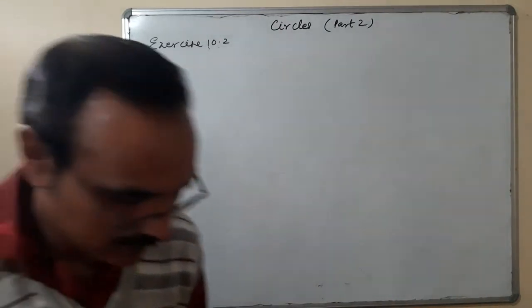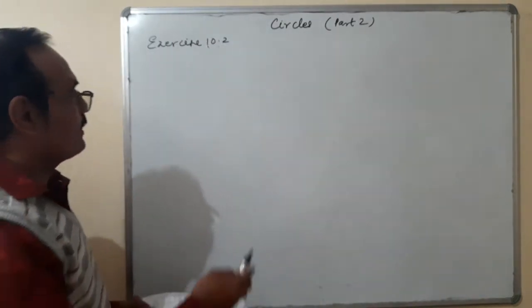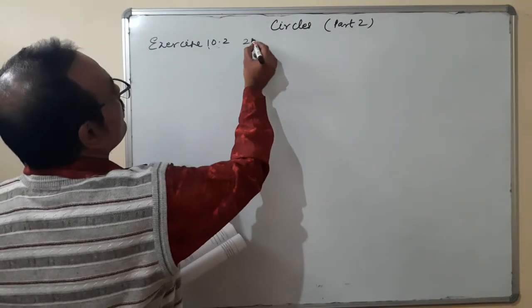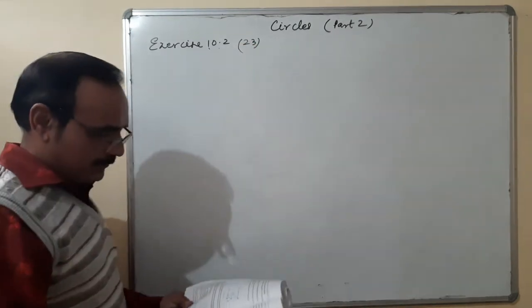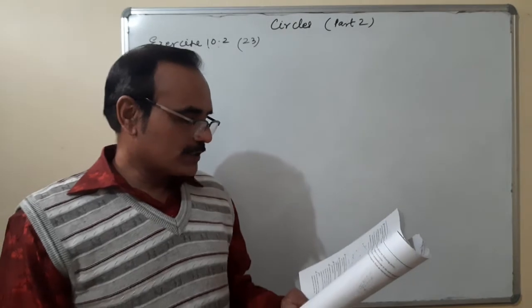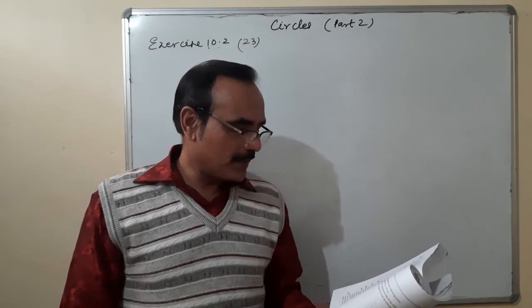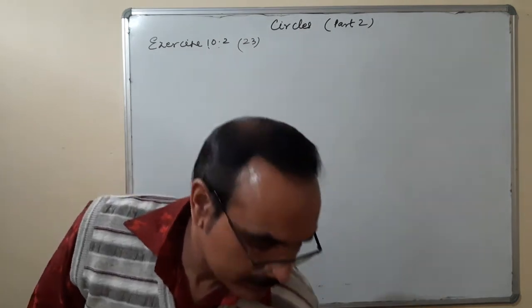Question number 23. Prove that opposite sides of a quadrilateral circumscribing a circle subtend supplementary angles at the center.